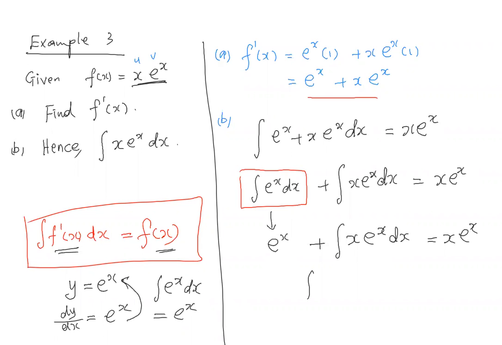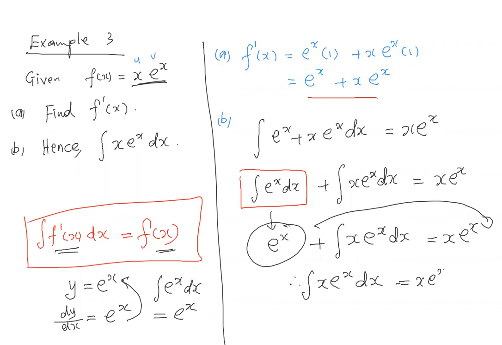Therefore, the integral of x e to the power x dx equals, I can take this thing over here. Am I right? So I will have x e to the power x minus e to the power x. Then at last I put a plus c. There's nothing wrong with that. One constant plus another constant is still a constant.